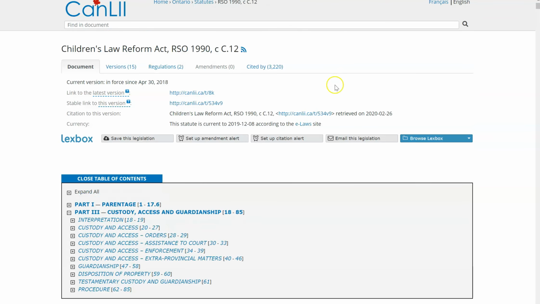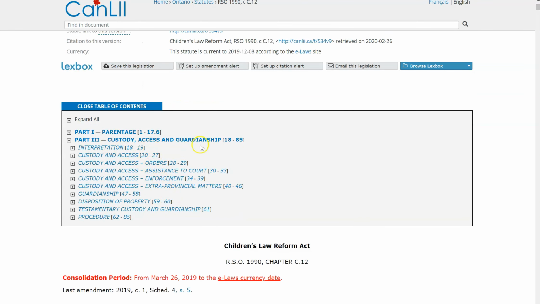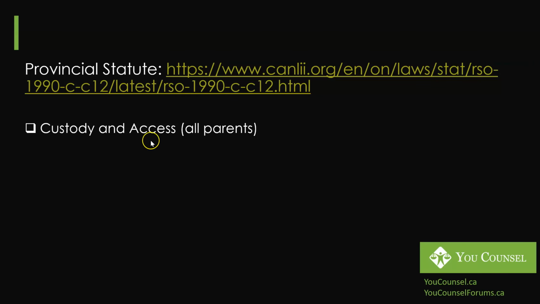And then with respect to the Children's Law Reform Act, which is an Ontario statute, it deals with custody, access, and guardianship, and provides for custody and access orders. So custody and access for all parents can be dealt with by the Children's Law Reform Act. And there's a section about parentage. It indicates what is a parent under law.